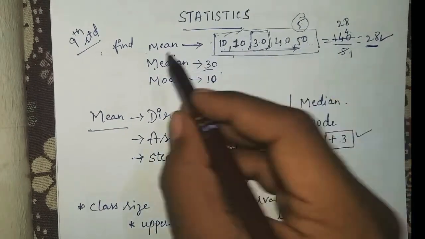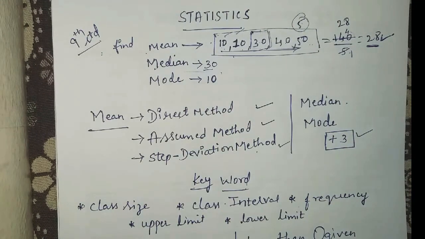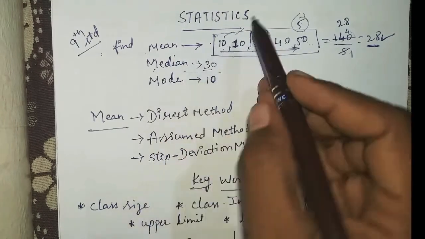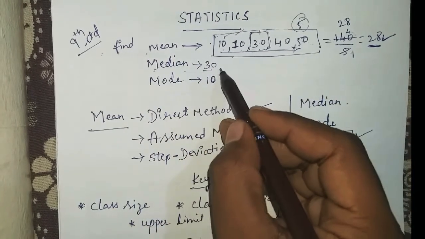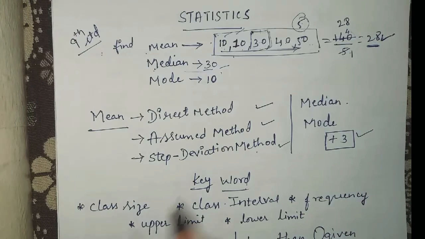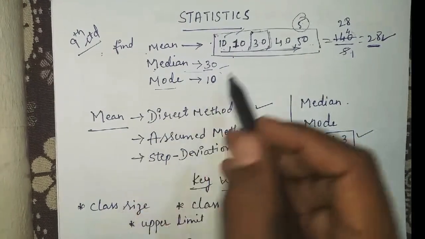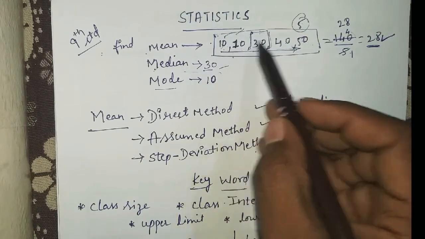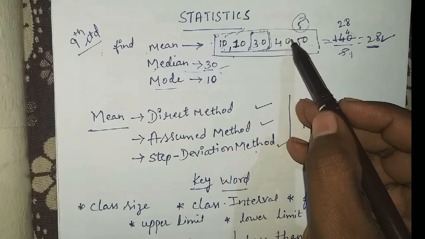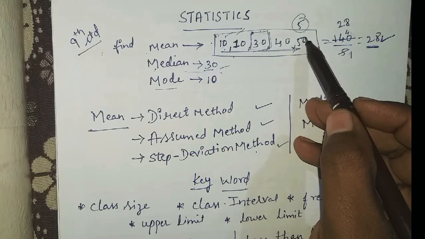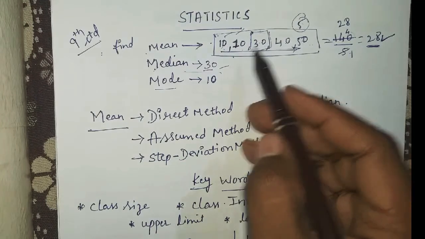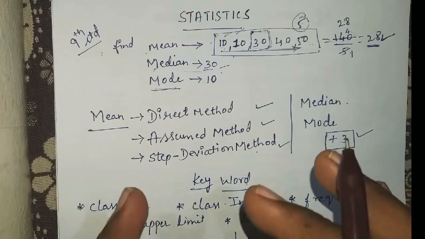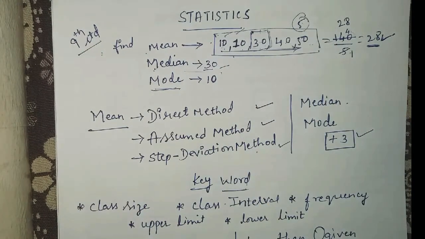And this was my mean value, the average. And how do you find the median? The middle number we consider as the median. Next, how do you find the mode? The number which is repeated the most times. See, 10 is repeated 2 times, but 30 is repeated 1 time, 40 is repeated 1 time, and 50 is repeated 1 time. So only 10 is repeated 2 times, so we consider the mode as 10. This was the simple way you find the mean, median and mode in 9th standard.